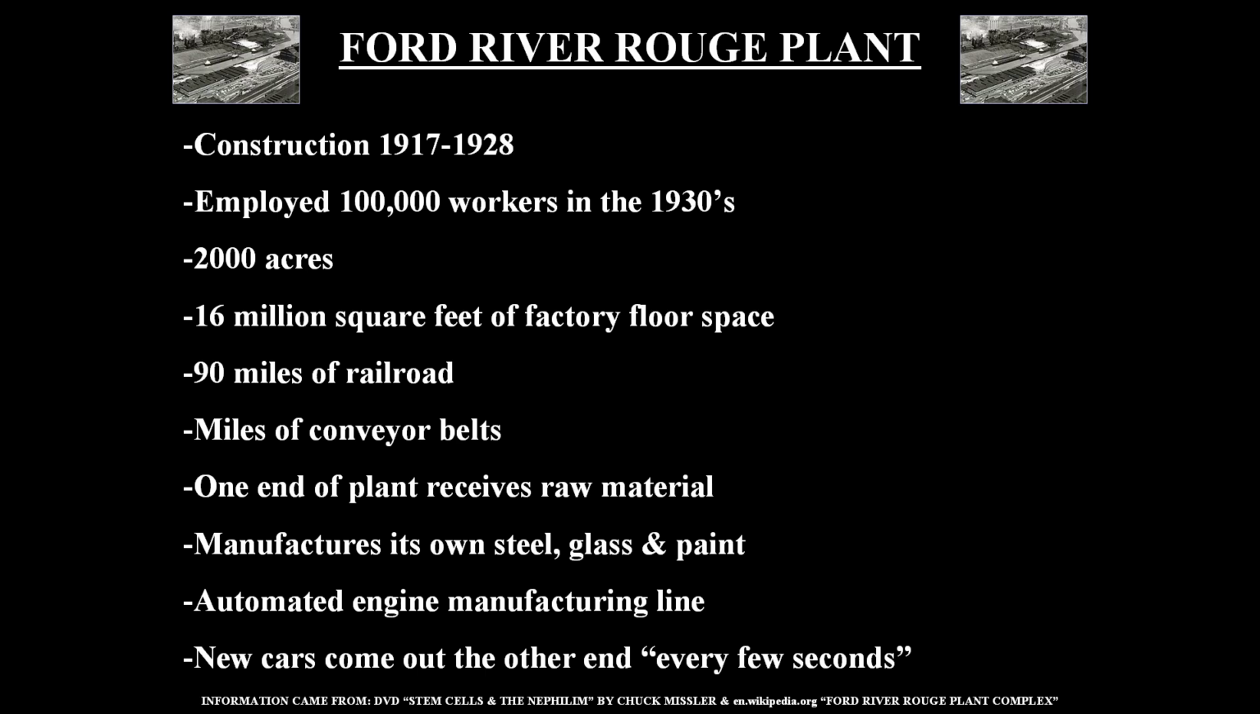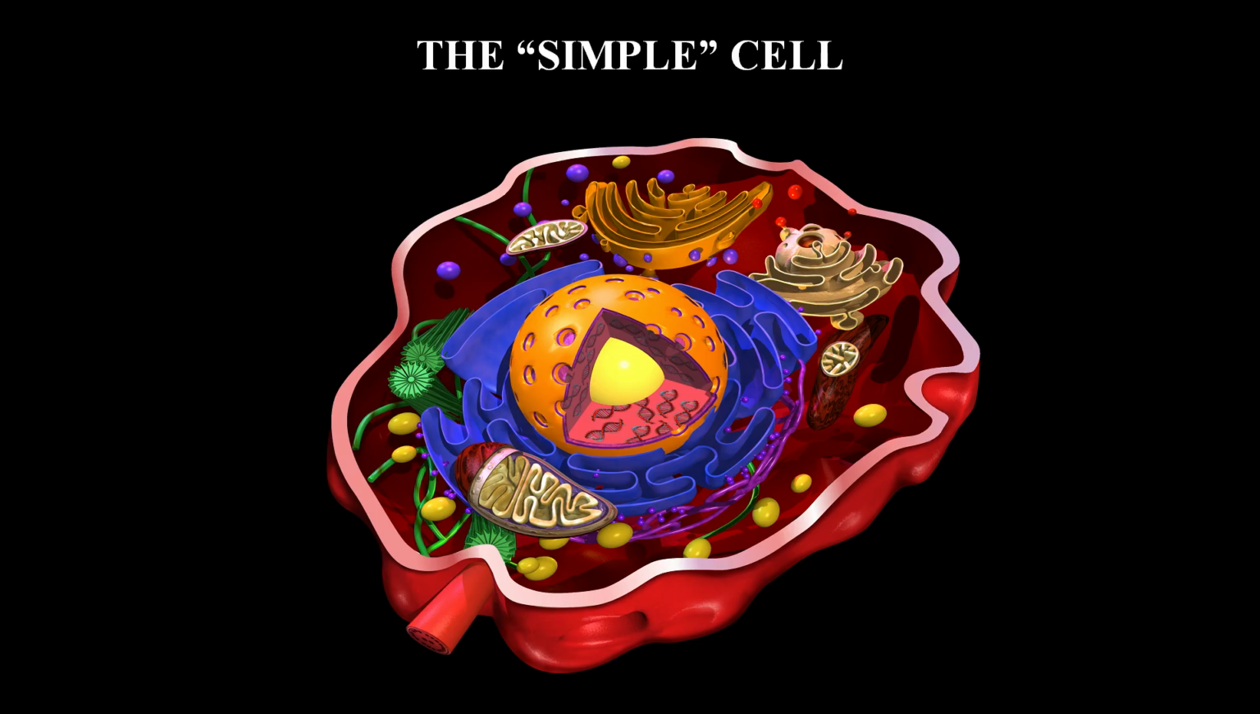Construction of the Ford River Rouge plant was from 1917 to 1928. It employed 100,000 workers in the 1930s. 2,000 acres is how much land it covers. 16 million square feet of factory floor space, 90 miles of railroad, miles of conveyor belts. One end of the plant receives raw material, manufactures its own steel, glass, and paint. Automated engine manufacturing line. New cars come out of the other end every few seconds.